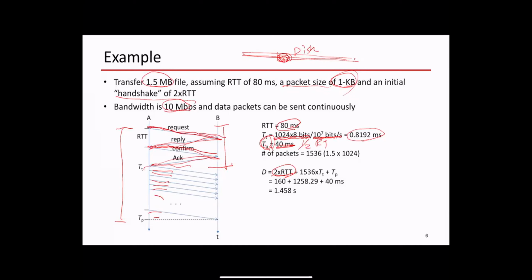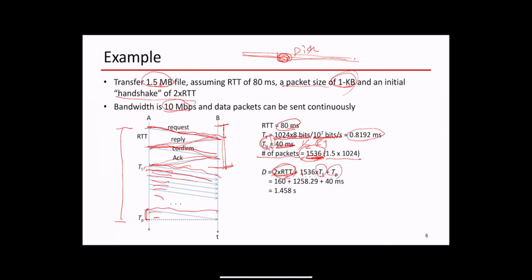From here to here, we call the propagation. And the number of packets we have: 1.5 megabyte, which in terms of packets, I have 1,536. So initially, I need to have 2 times RTT, and I have to have 1,536 times the transmission delay.